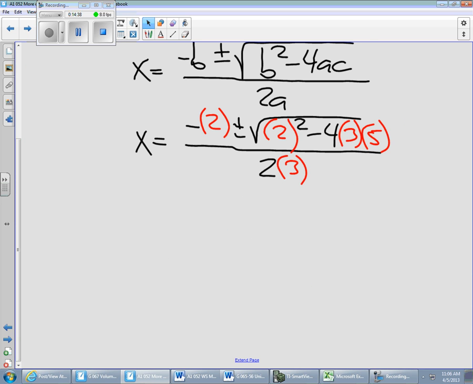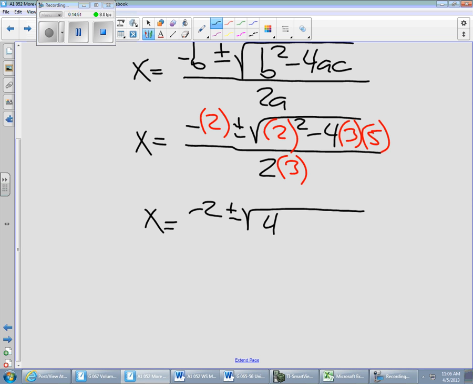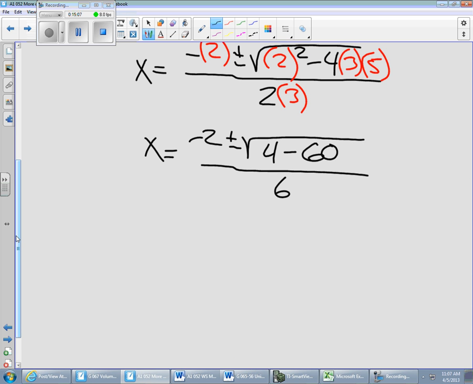Now let's clean this thing up and see what the answer is going to look like. X equals negative of 2 is negative 2 plus or minus square root. 2 squared is 4 minus 4 times 3 is 12 times 5, 60, exactly. And 2 times 3, we got a 6 in the denominator again. That's just a coincidence. It's not like the denominator is always going to be a 6 or anything.